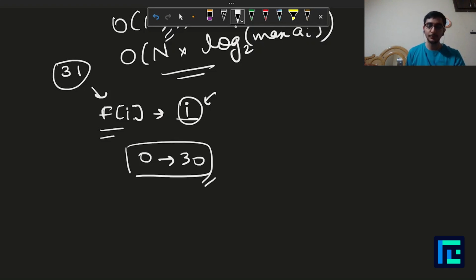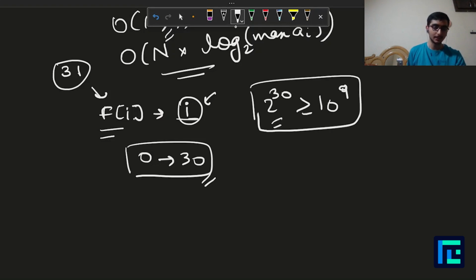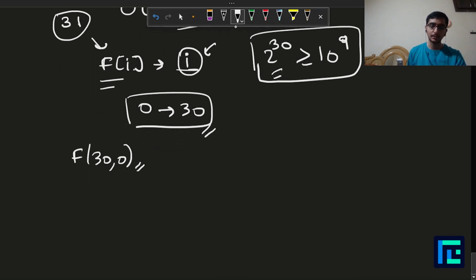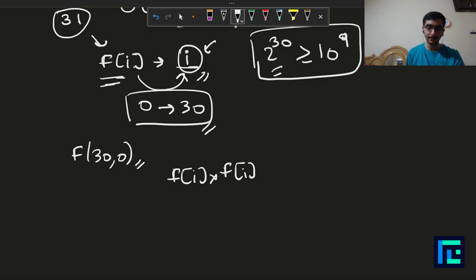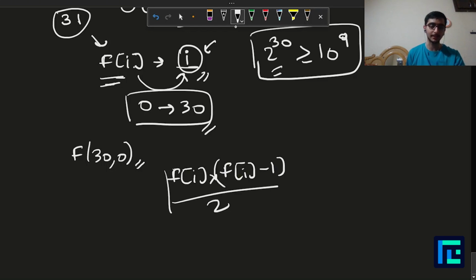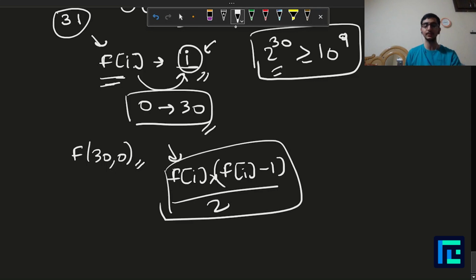Why am I saying only 30? Because 2 power 30 is the first power of 2 which is greater than or equal to 10 power 9. So I need to check only till 30 bits. So I'll make f of size 31, initialize it to 0, and then f[i] would represent the number of values in my array A which have the ith bit as their MSB. And finally, for each i in f, I would add f[i] into f[i] minus 1 by 2 into my answer, keep doing it for every f[i], and at last return the answer.